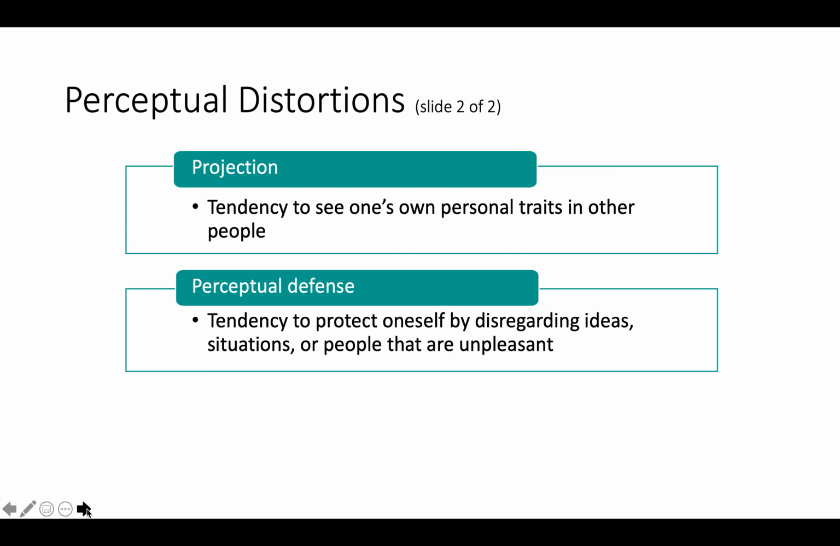And then perceptual defense, and that's the tendency to protect yourself by disregarding ideas or situations or people that are unpleasant. And that's what we're doing today, I believe, in society. If we don't agree with each other, or if we disagree with ideas or the people, we tend to protect ourselves. We don't let them filter in. We don't take into consideration what they have to say. We just block them off.